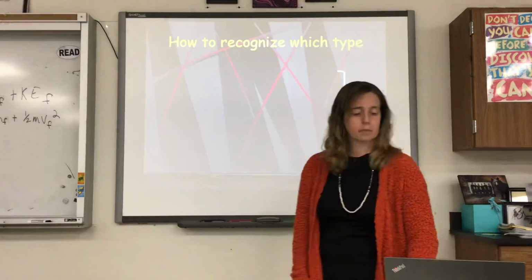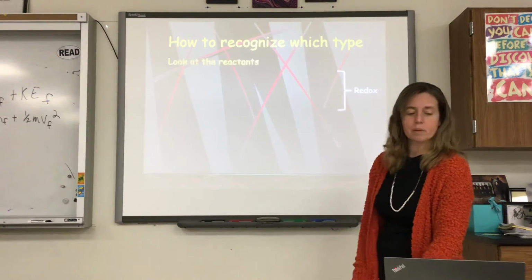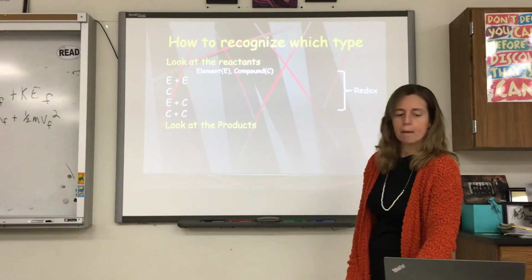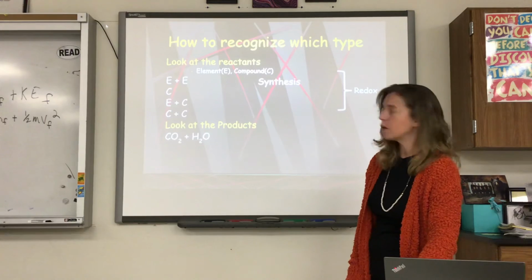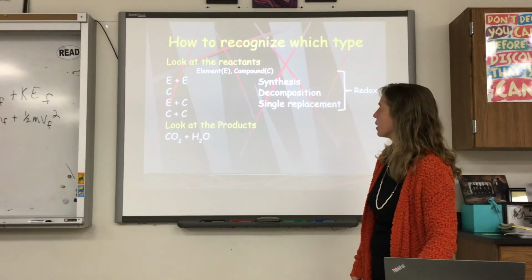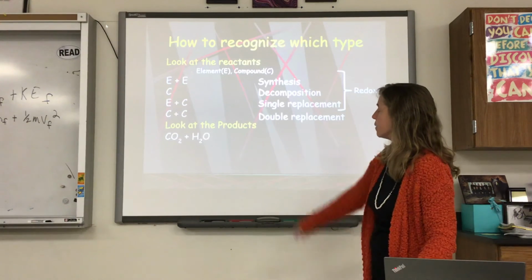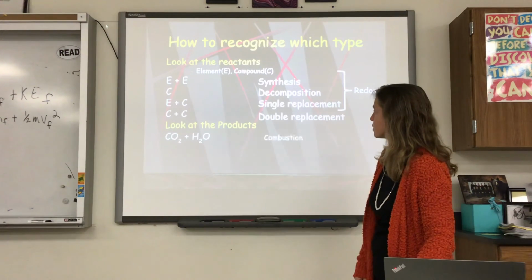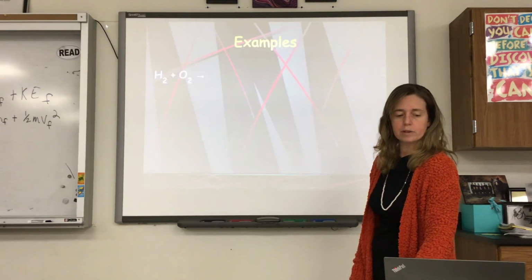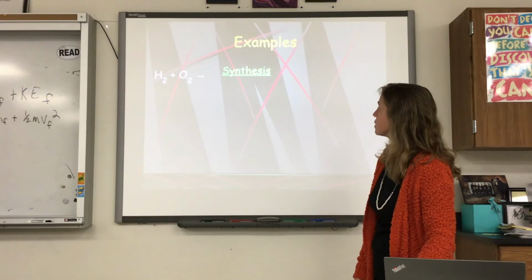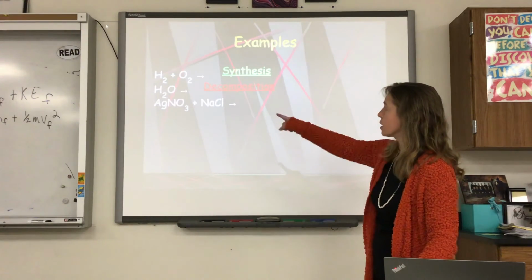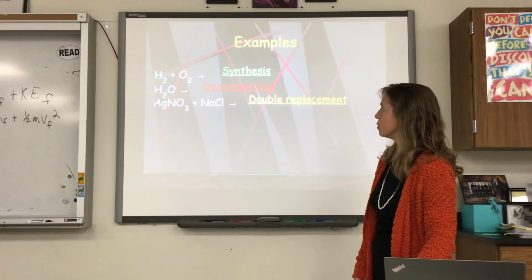Now, how do you recognize which type? We're going to skip redox because we're not actually going over that. So look at the reactants: element plus element, element and compound, and compound and compound. And the one where you look at the products, that's a combustion. All right, let's look at some examples. So synthesis, decomposition, that's going to be compound and compound, so it's going to be a double.